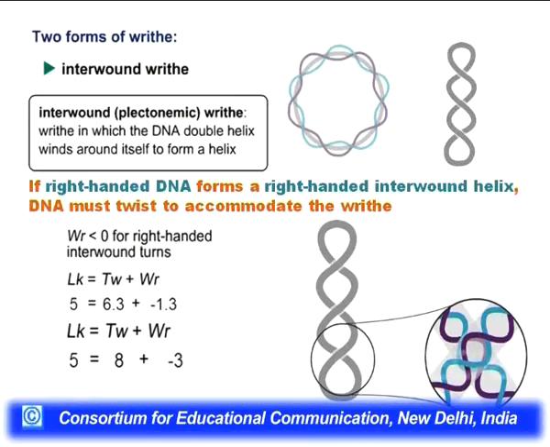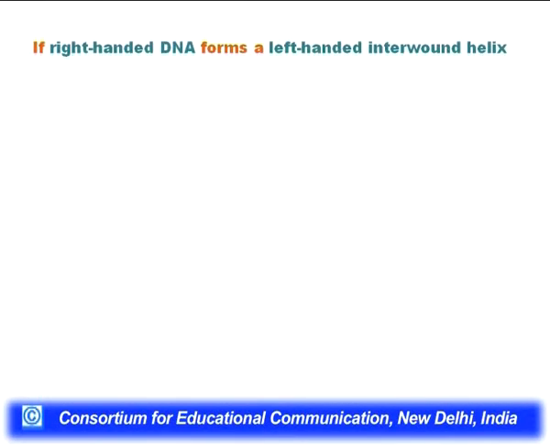So, in a right-handed DNA, if you are introducing a right-handed interwound helix, then the twist has to accommodate that. The twist number will increase and therefore the writhe will decrease. The twist and writhe, as I told you, can have fractional values.